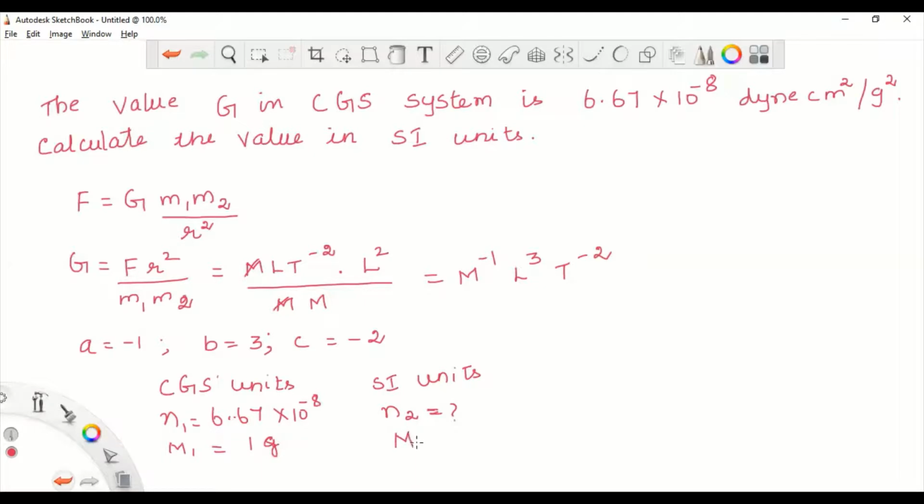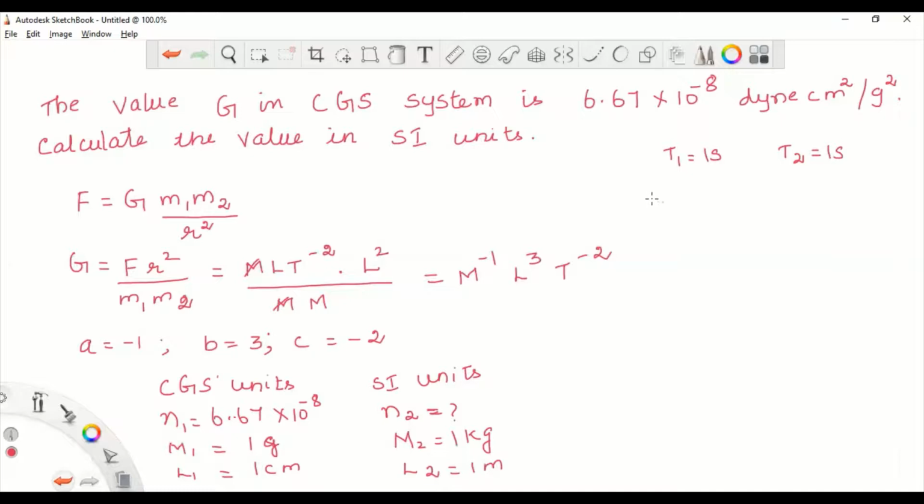And here M2 is equal to 1 kilogram. And similarly, L1 is equal to 1 centimeter. Here L2 is equal to 1 meter. And similarly, we are going to write what is T1 and T2 also. What is T1? So in CGS system, T1 is equal to 1 second. And similarly, T2 is equal to 1 second. Okay, now we are going to substitute it in our formula.